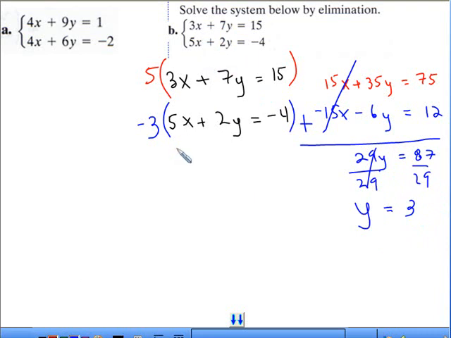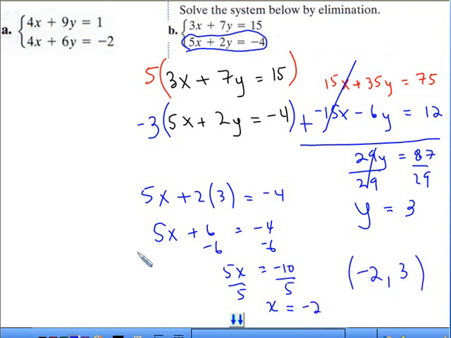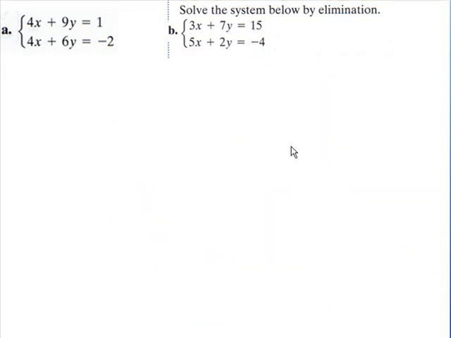So let's say we plug it into the bottom one. So 5x, we're plugging it in right here, 5x plus 2 times, we know what y is now, y is 3, is equal to negative 4. So we get 5x plus 6 is equal to negative 4. Minus 6 on both sides, 5x is equal to negative 10. Divide both sides by 5, so x equals negative 2. So our solution is negative 2 and y is 3. So that's it. That's the elimination method.